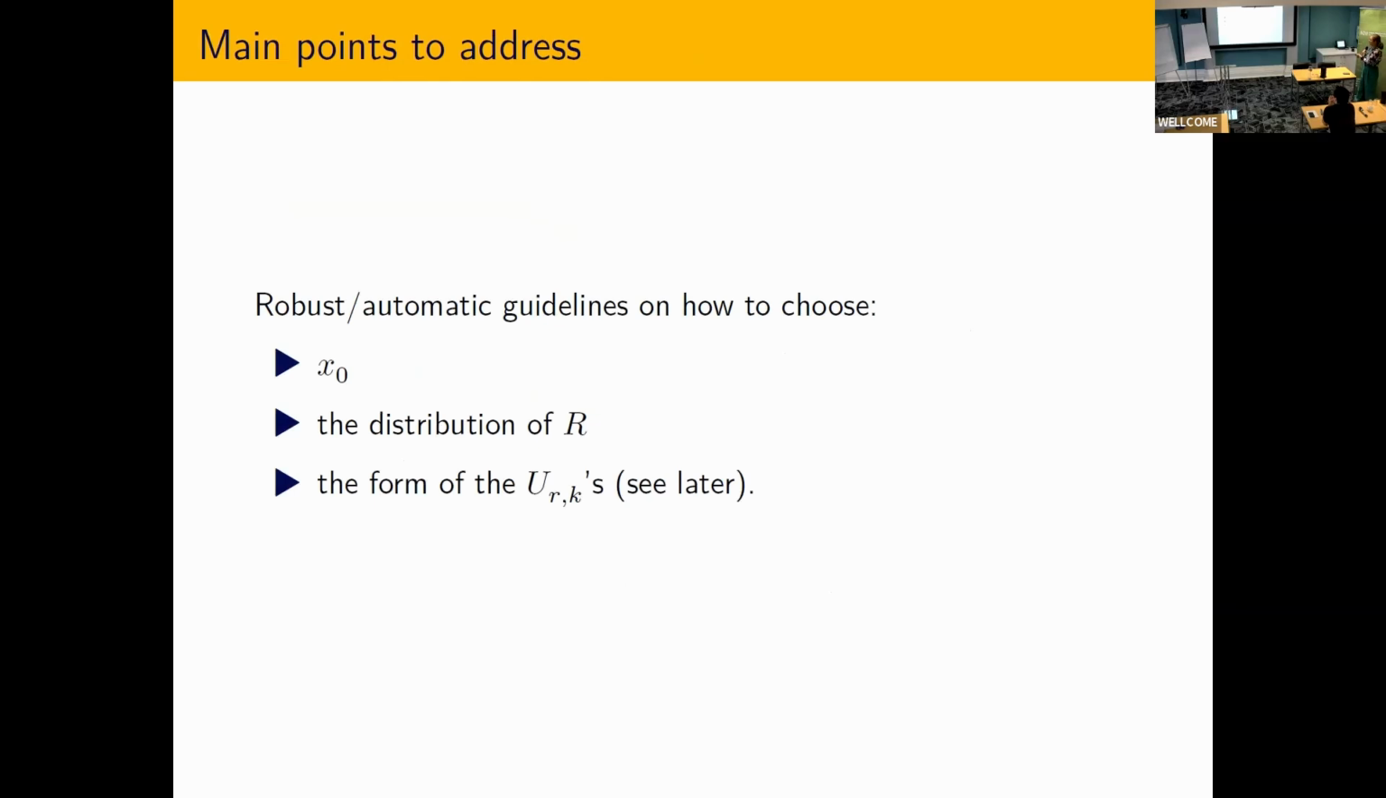Now, we found that the first point in particular has been overlooked in the literature. By that, I mean most of the papers would just tell you that this works for any X0. Technically it works and is unbiased, but it might have infinite variance, which is not something that you want for an estimator. The bulk of this work was actually providing guidelines to pick X0, R, and the U_R,K's in such a way that you can use this as a turnkey approach, meaning you don't need to do anything besides providing the function and the sequence of random variables.